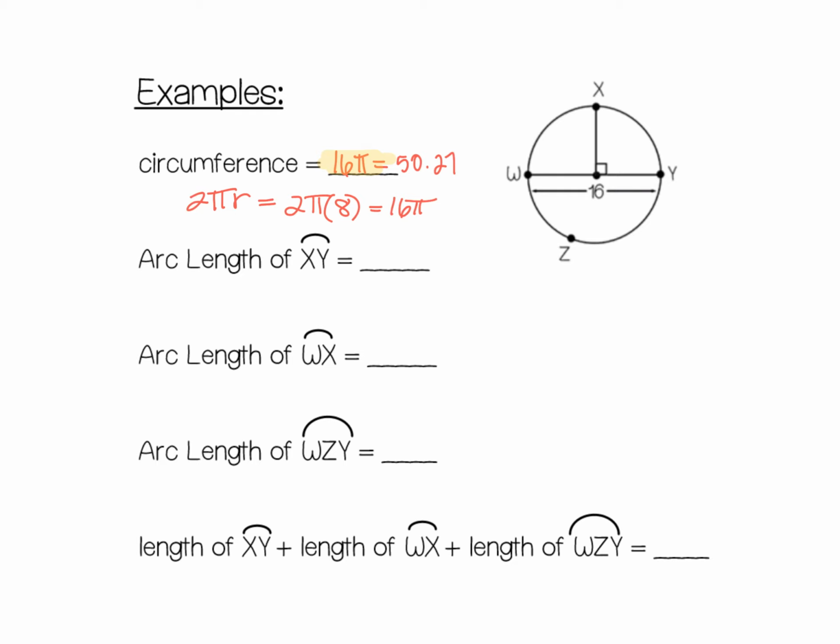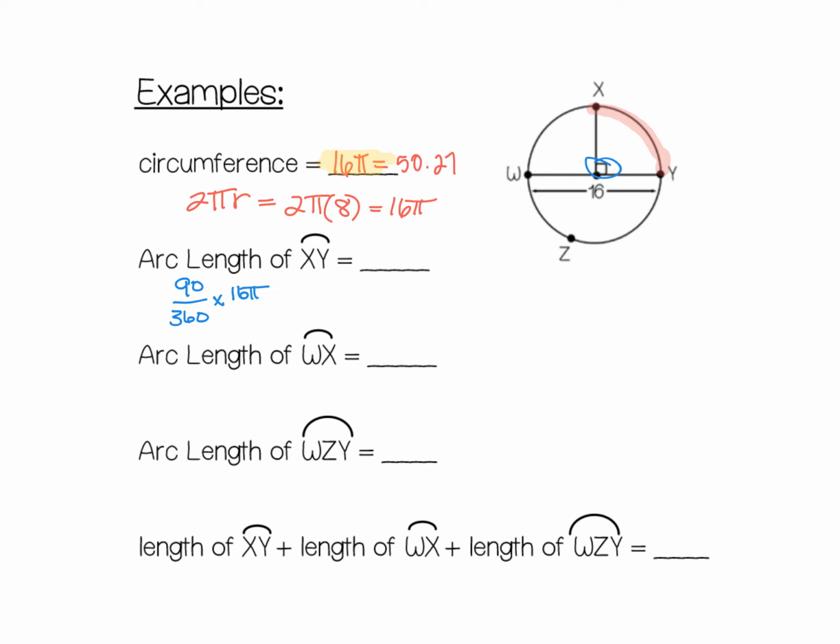So next up we have the arc length of XY. XY is this little piece, so you can see here obviously that's part of the circumference. And which part is that? Well, if we write down our formula, so we've got some part of 360, so that little box right here tells me we've got 90 over 360 times my circumference, which is 16 pi.